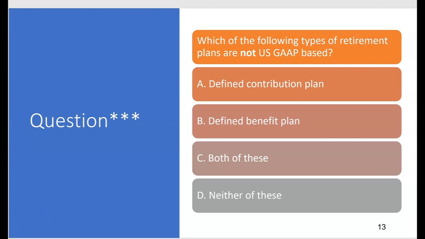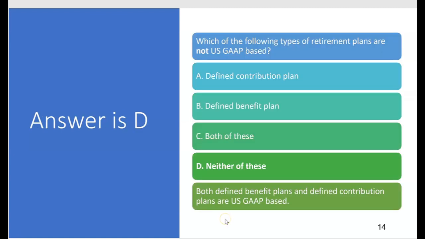So you got to go with letter D, because GAAP allows for either a defined contribution plan or a defined benefit plan. And since the question is asking which of the following plans are not GAAP based, you'd have to say neither are not GAAP based, letter D being the right answer.